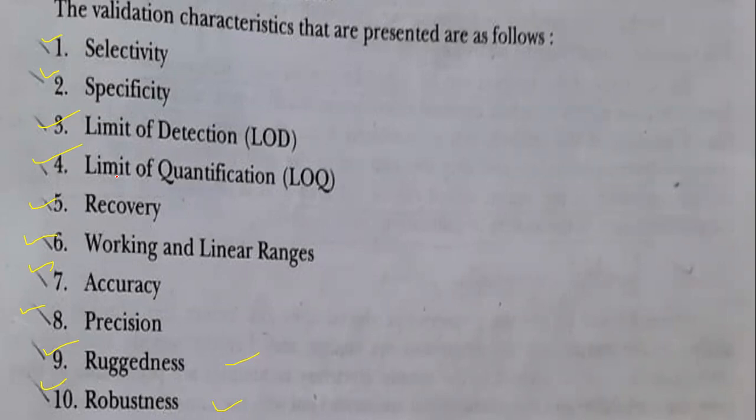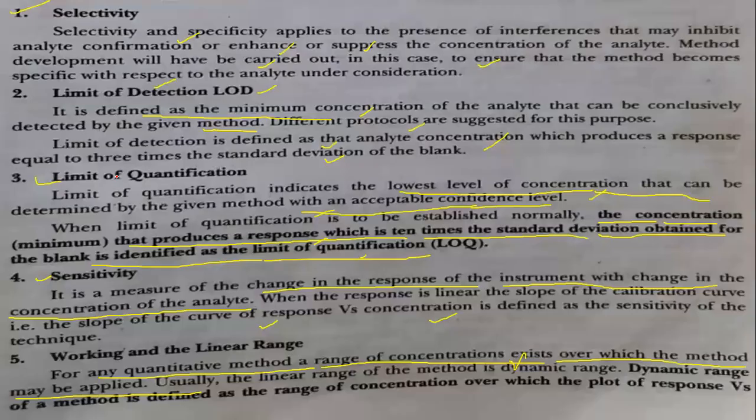Okay, we'll see that, no problem. So first is selectivity and specificity, which applies to the presence of interferences that may inhibit analyte confirmation or enhance or suppress the concentration of analyte. Method development will have to be carried out in this case to ensure that the method becomes specific with respect to the analyte under consideration.